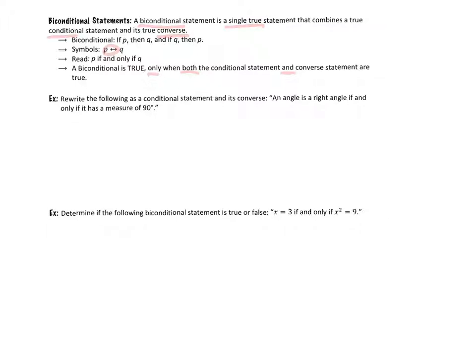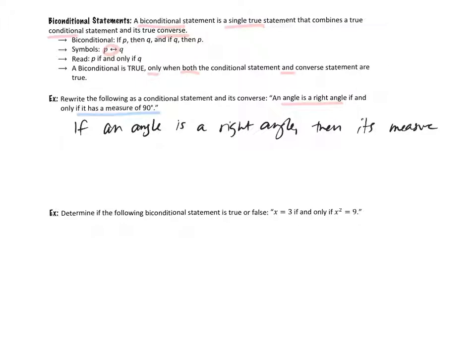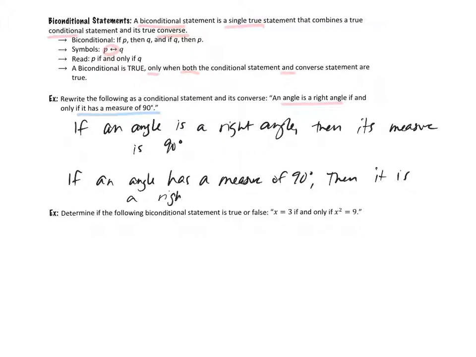So we're going to rewrite this first one as a conditional statement, and then its converse. So an angle is a right angle if and only if it has a measure of 90 degrees. So the two parts of that are an angle is a right angle and it has a measure of 90 degrees. So the conditional statement: if an angle is a right angle, then its measure is 90 degrees. The converse is I switch that order. If an angle has a measure of 90 degrees, then it is a right angle.